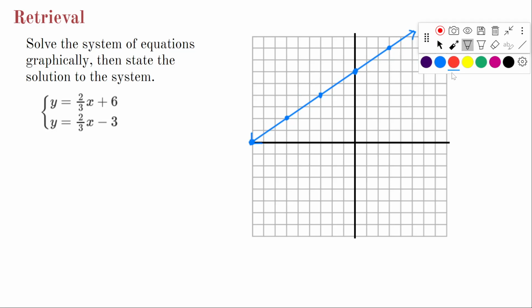Second line, y equals 2/3 x minus 3 has a y-intercept at the point (0, -3). It also has a slope of 2/3. So from my y-intercept, I'm going to move up 2 units and to the right 3, up 2 and to the right 3. I could also go backwards from my y-intercept and go down 2, left 3 and graph a line through there.